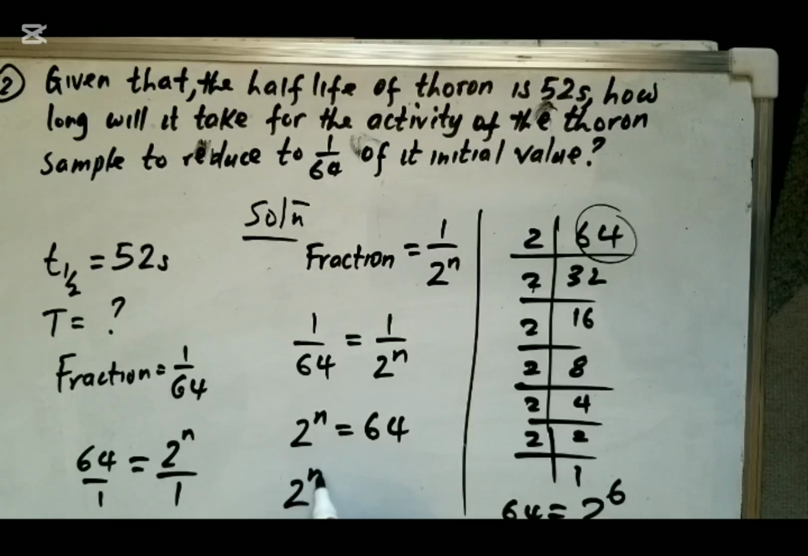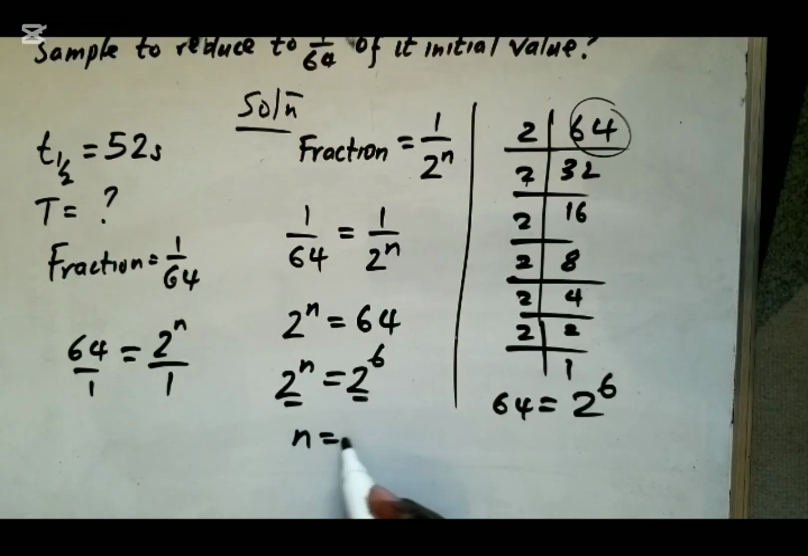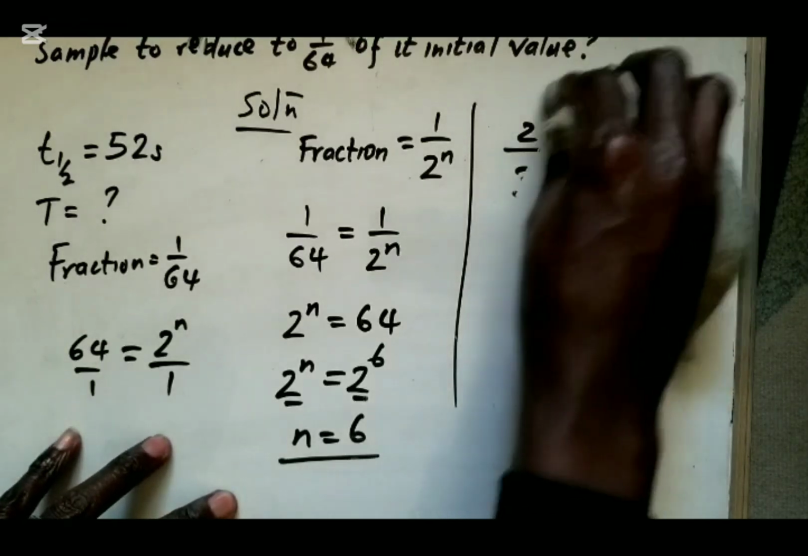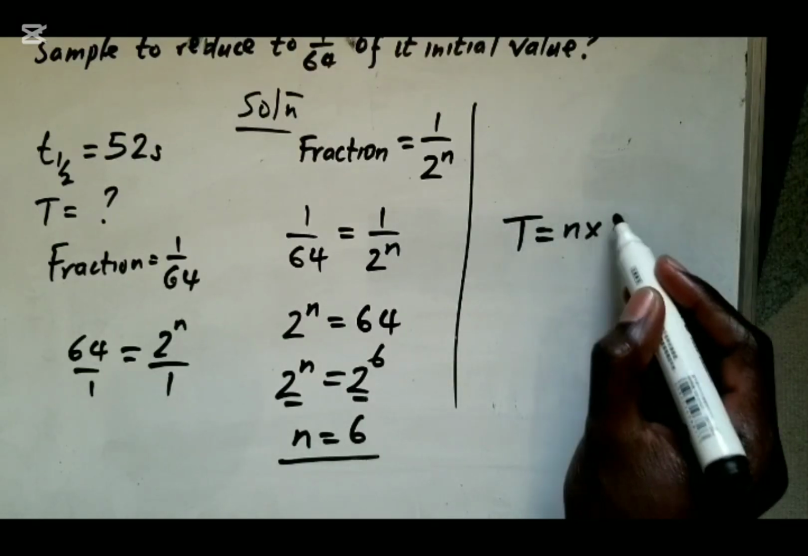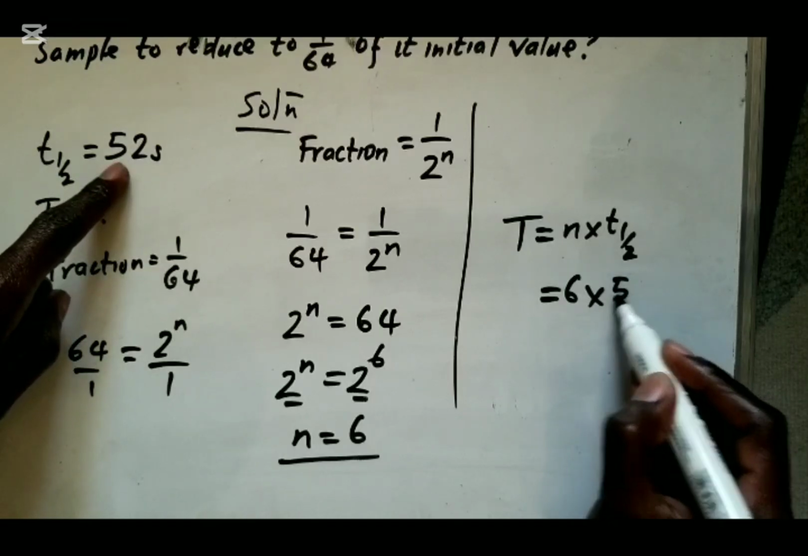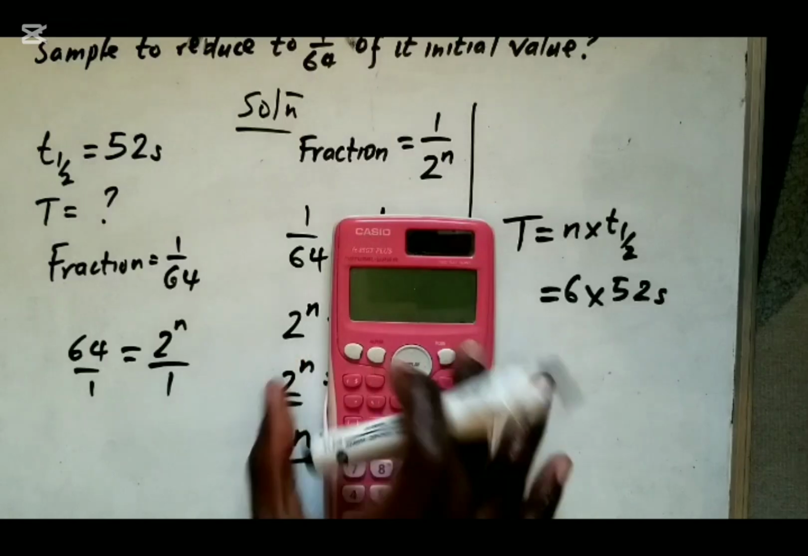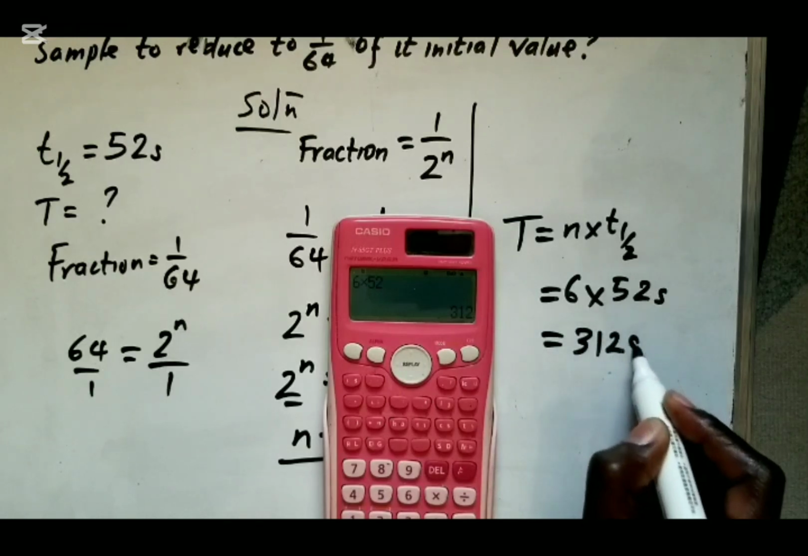So 2 raised to the power n is equal to 2 raised to the power 6. Because the bases are the same, according to your laws of indices, the number n is equal to 6. So the number of half-lives is 6. Now remember, the question was simply saying how long. So for you to calculate the total period, you apply the formula: the number of half-lives times the half-life. So you multiply 6 by the half-life they gave us, which is 52 seconds. 6 times 52 gives you 312 seconds.